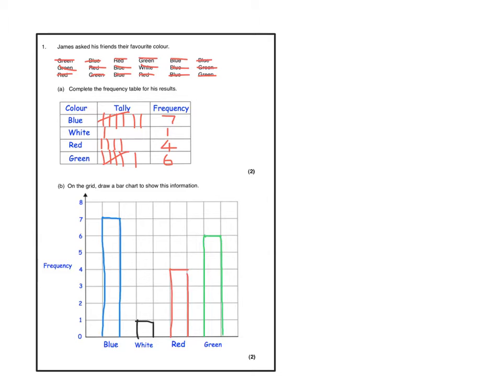So you need to make sure there's gaps in between your bars because the colours are not running continuously. They are separate. So blue is separate to white, is separate to red, is separate to green, and they're all equal widths. And the gaps are equal widths, and the bars are equal widths as well.